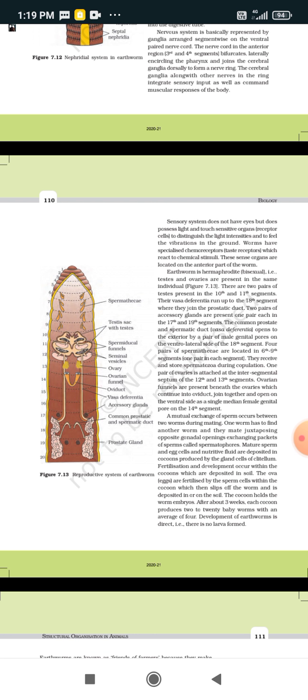Now the cocoon holds the worm embryo for 3 weeks, and after 3 weeks it produces 2 to 20 baby worms, with an average of 4, meaning each cocoon has at least 4 worms. The development is direct, that is, there is no larval formation. So we can say that in earthworm the development is direct.